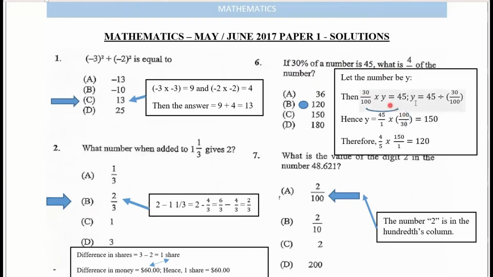How is that going to help us here? Well, with algebra, we could carry the fraction across, and we all know the opposite of multiply is what? Divide. So I'm going to divide 45 by 30 over 100. And when you divide by a fraction, and we learned this even in primary school, you flip and multiply. So it comes like 45 by what? 100 over 30.